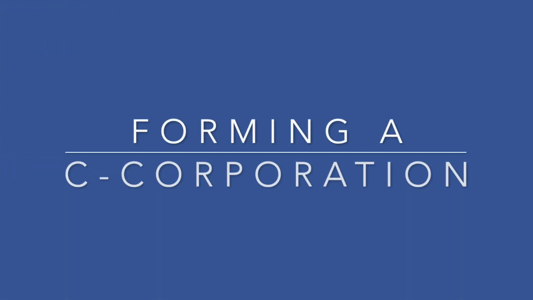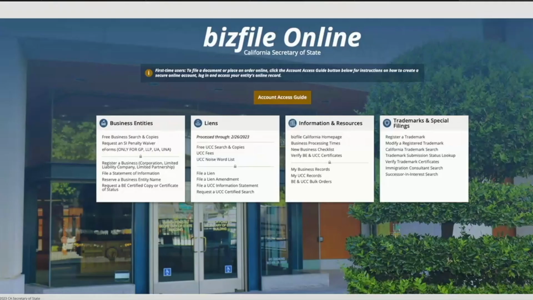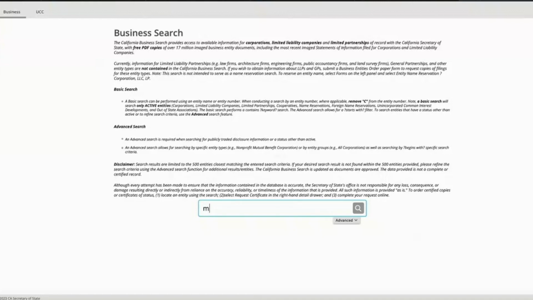While owners generally have limited liability protection, there are certain situations where they may be personally liable, such as when they personally guarantee a loan or commit fraud. Forming the C corporation can be done completely online and for a relatively low cost to do it yourself. Let me show you how to do that by heading to the California Secretary of State website.